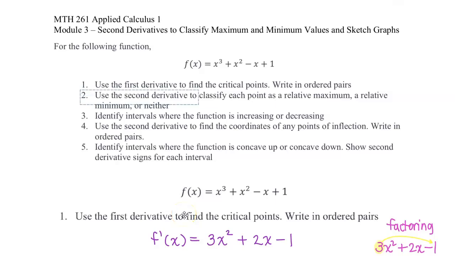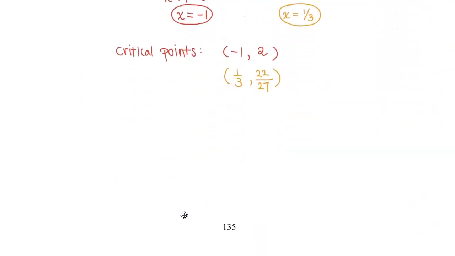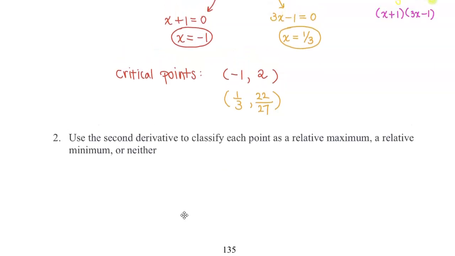Part 2 is asking us to use the second derivative to classify each point as a relative maximum, relative minimum, or neither. So I'll copy this direction and I'll go from here, okay? So, in the first video, we found critical points. We found critical values, this red and the orange that I circled. We're going to need to find the second derivative to plug them in, okay?